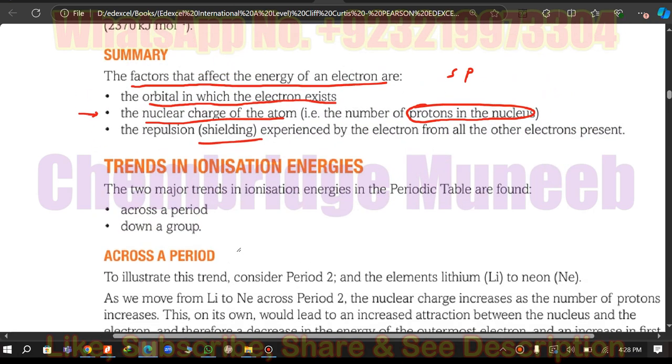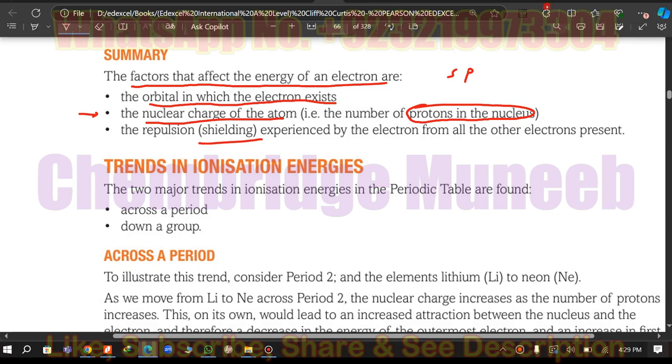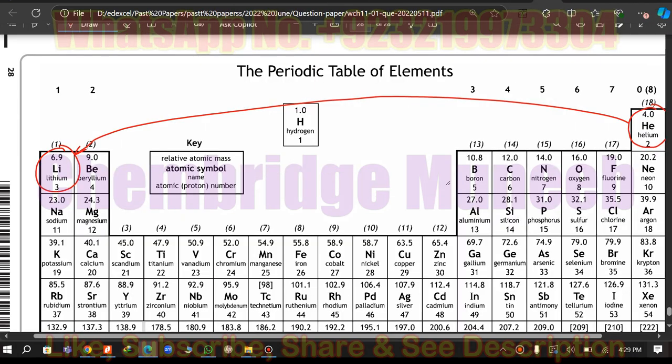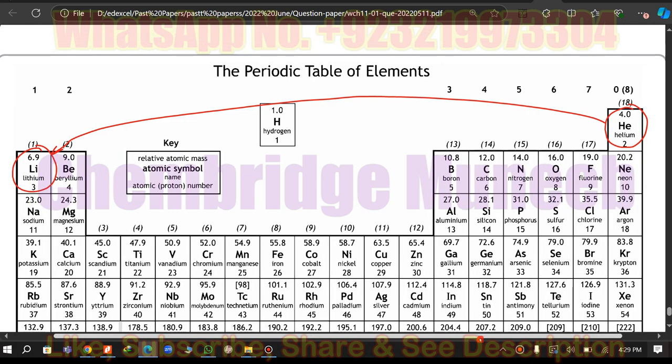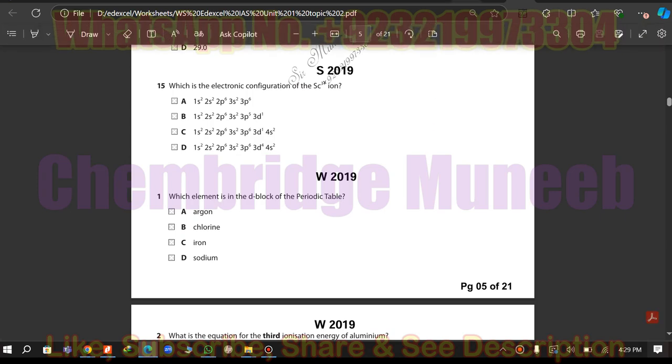Now they are going to tell us about the ionization energy trends across a period and down the group. Can you predict what the trend shall be across a period? While considering this periodic table, what do you expect? Will it increase or decrease? It will increase across the period and decrease down the group. Yes, very good. Down the group it definitely decreases.